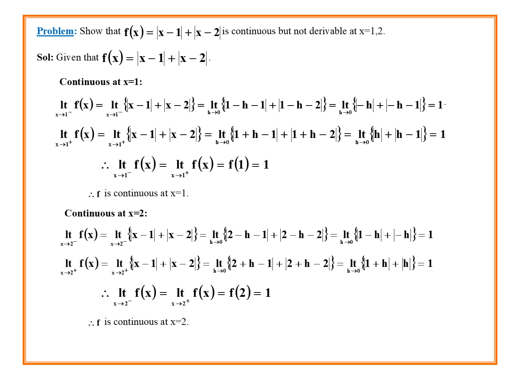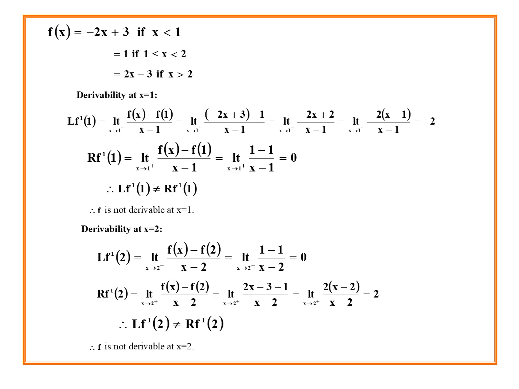So here limit x tends to 2 plus f of x equals limit x tends to 2 plus modulus x minus 1 plus modulus x minus 2. That equals limit h tends to 0, modulus 2 plus h minus 1 plus modulus 2 plus h minus 2. That equals limit h tends to 0, modulus 1 plus h plus h. The value is 1. Therefore, both are equal. Limit x tends to 2 minus f of x equals limit x tends to 2 plus f of x. Therefore, f of 2 equals 1. Therefore, f is continuous at x equals 2.